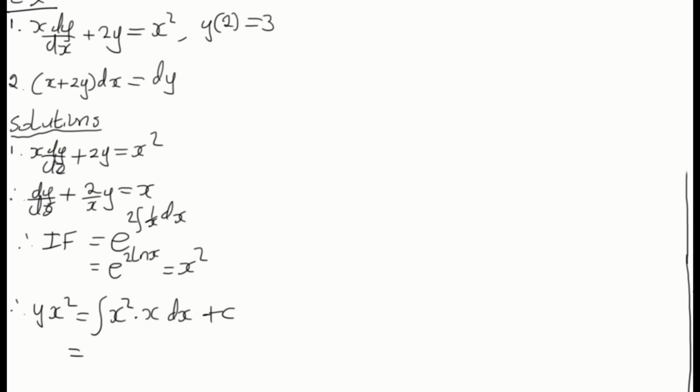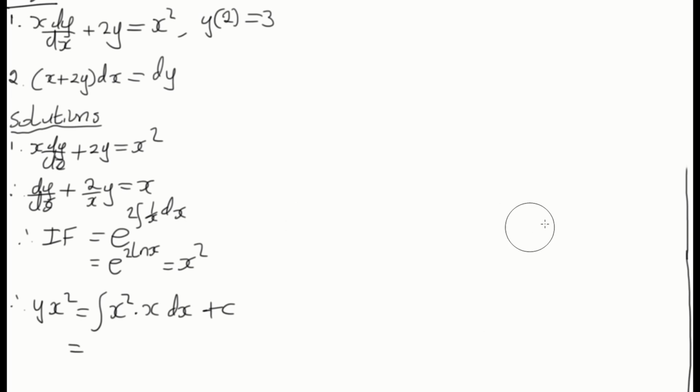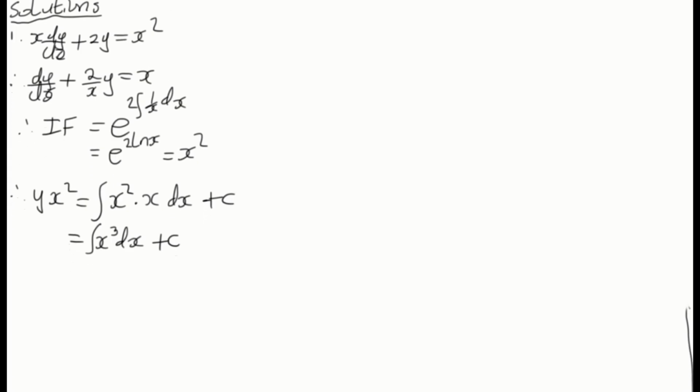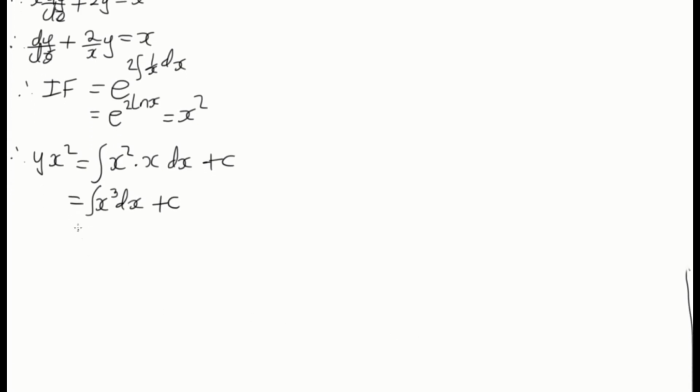Let me perform integration first. So this line keeps disturbing us. Okay, it's gone. So therefore we have to integrate x cubed dx plus c. The problem I have here, they give a very simple integrand. So the solution to this integral is simply x raised to 4 all over 4 plus a c here. Therefore y is equal to x squared all over 4 plus c all over x squared.